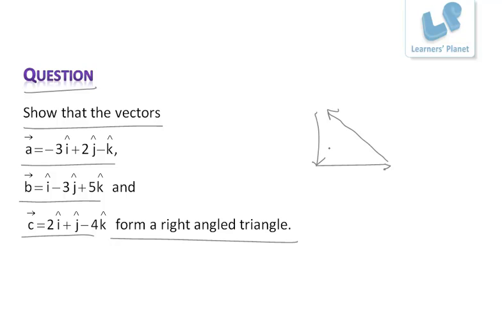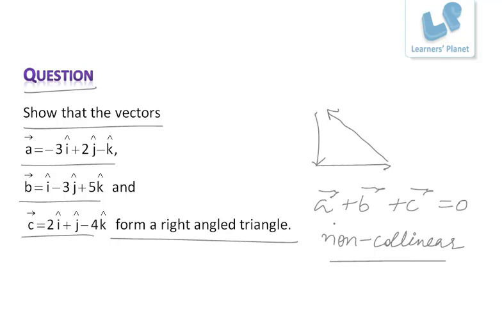Now for any three vectors to form a right angle triangle, the necessary condition is that their sum should be 0, and these three vectors should not be in the same line. That means they should not be collinear, or they should be non-collinear. Okay, so this is one aspect.